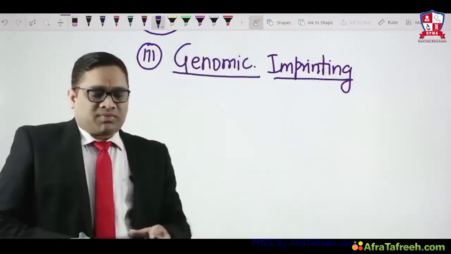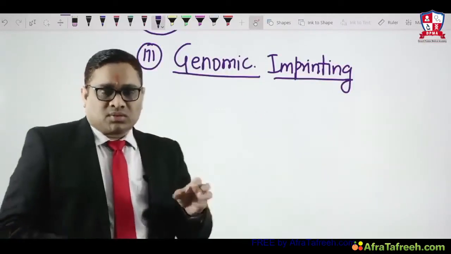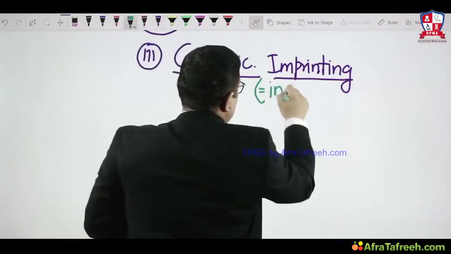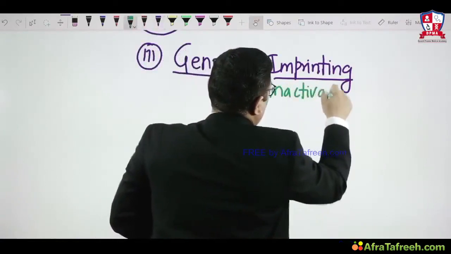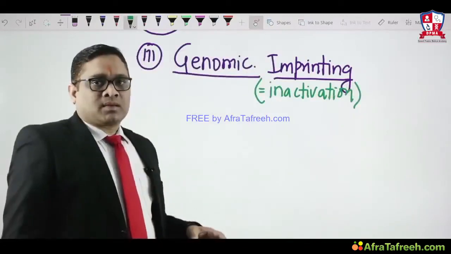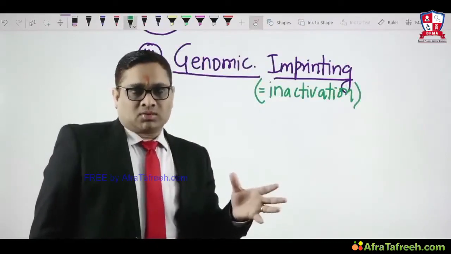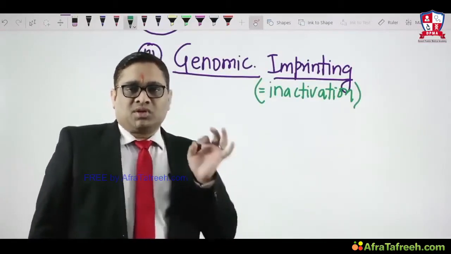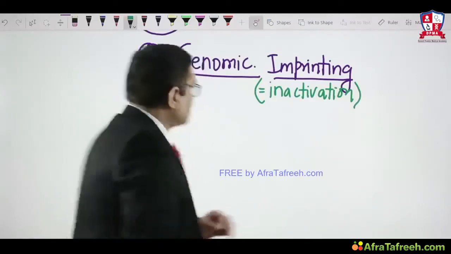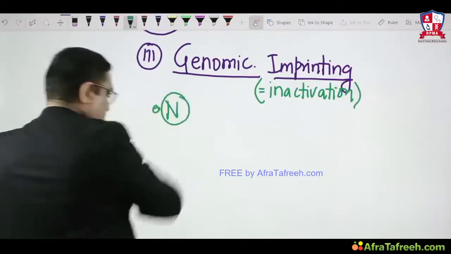So genomic imprinting, first we should understand the meaning of imprinting. Imprinting means inactivation, right? Second thing we need to understand here: what is genomic imprinting? Is it normal or is it abnormal? We have to understand this point: genomic imprinting is a normal phenomenon in our human genome, right?